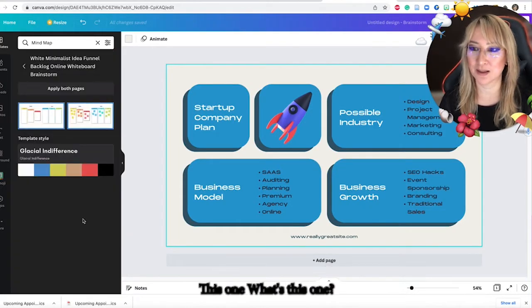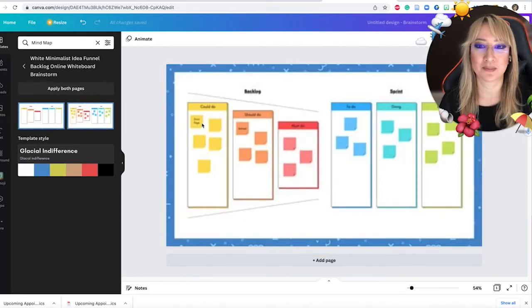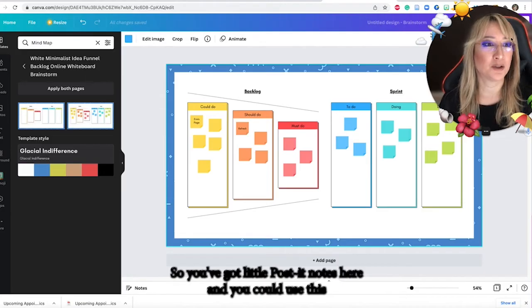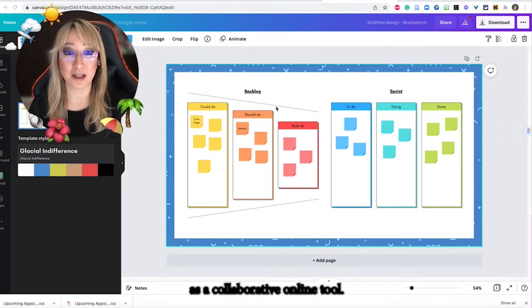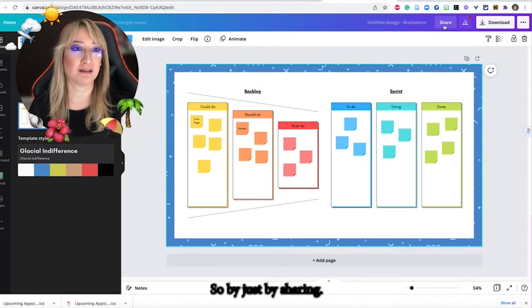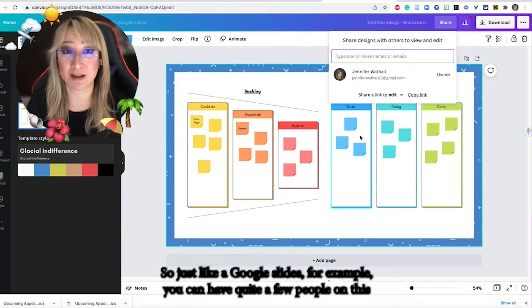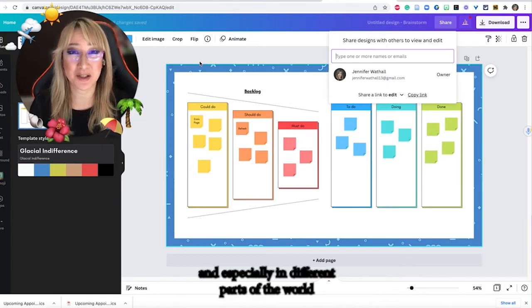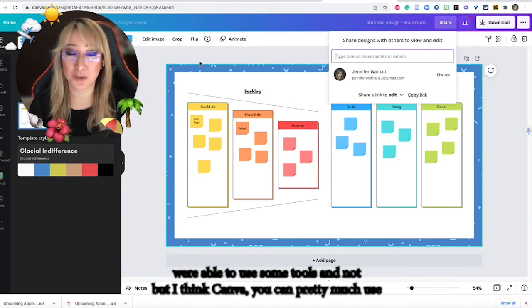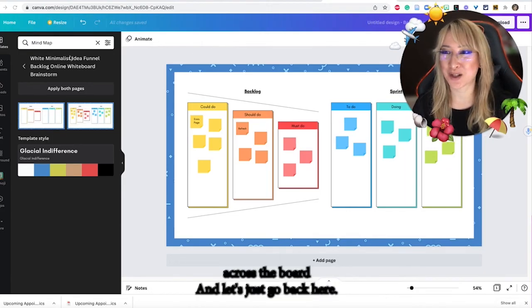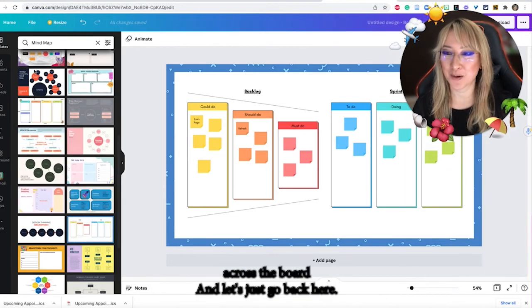Let's have a look at this one. What's this one? Yep, this one. So you've got little post-it notes here, and you can use this as a collaborative online tool. By sharing, you can press share here and share these so that people can edit. Just like Google Slides, for example, you can have quite a few people on this. And especially in different parts of the world, we're able to use some tools and not others, but I think Canva you can pretty much use across the board. And let's just go back here.